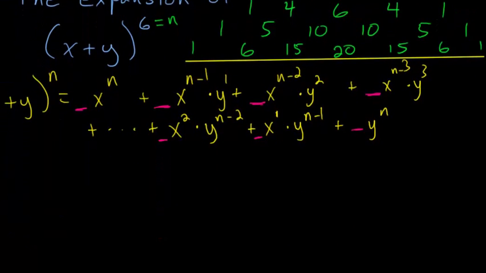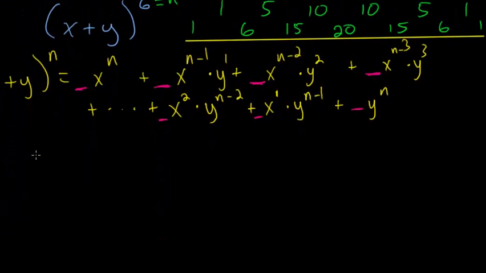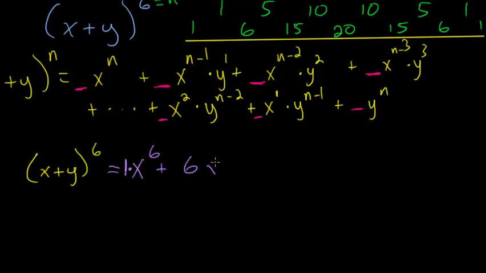Let's do that down here. So x plus y to the sixth power. And this is equal to, so we always start with x to whatever power this is raised to. So the x to the sixth. And the coefficient always starts with 1. So we have a 1 there, and then plus. The next coefficient is a 6. And then we have x to the fifth power times y to the first.